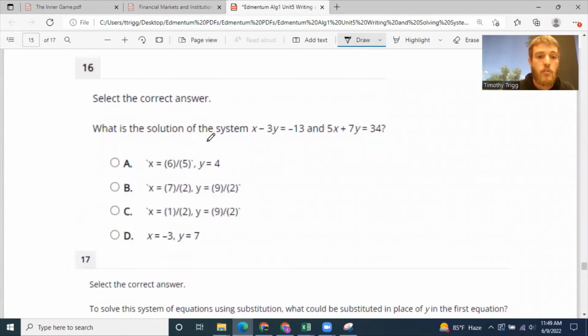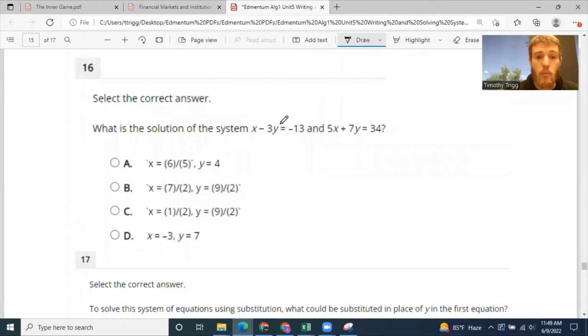What is the solution to the system x minus 3y equals negative 13 and 5x plus 7y equals 34? Again, you could always just graph them and see where they cross, but a lot of these values are fractions, which is kind of a pain. So what we're going to do is use substitution here.